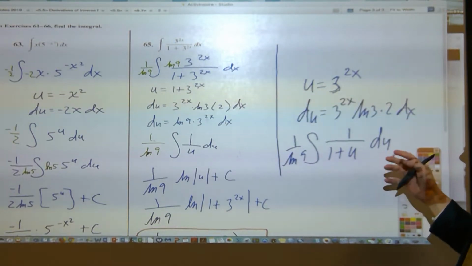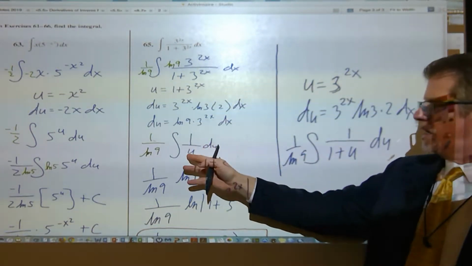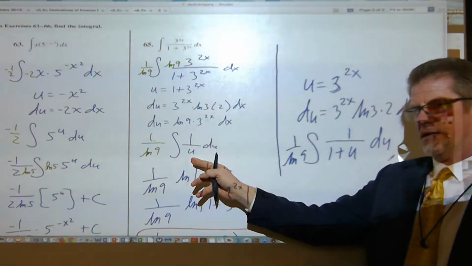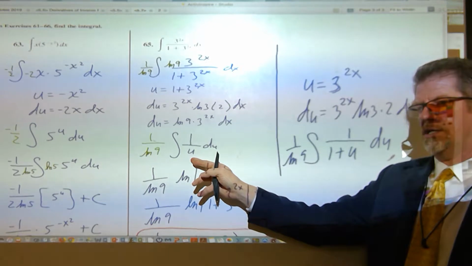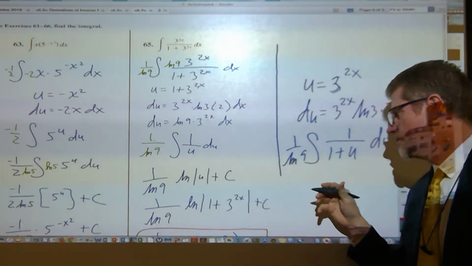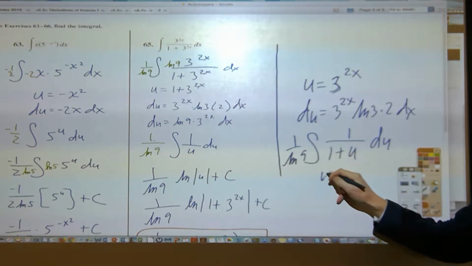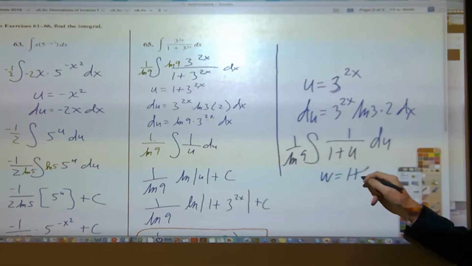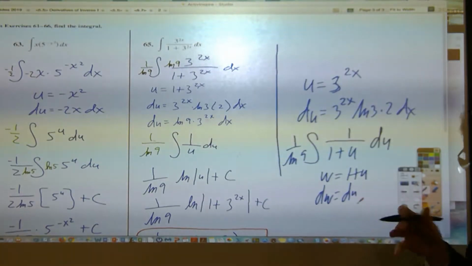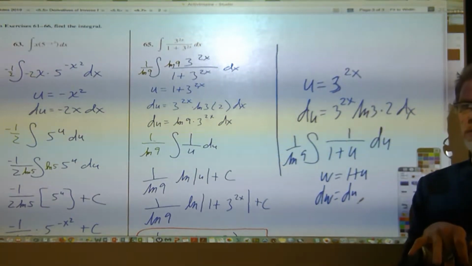Now compare yours to mine. Mine's a little less complicated because I don't need a w substitution. Yours needs a w substitution because you have to go a step further and say, well, let's let w equal 1 plus u, dw equals du, which you can do. You'll end up with the same answer when all is said and done.